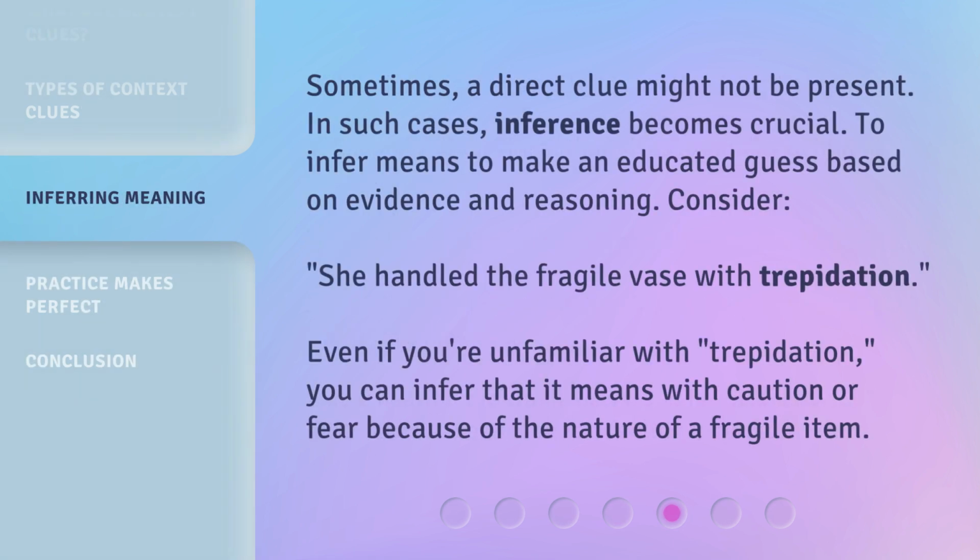Sometimes, a direct clue might not be present. In such cases, inference becomes crucial. To infer means to make an educated guess based on evidence and reasoning. Consider: she handled the fragile vase with trepidation. Even if you're unfamiliar with trepidation, you can infer that it means with caution or fear because of the nature of a fragile item.